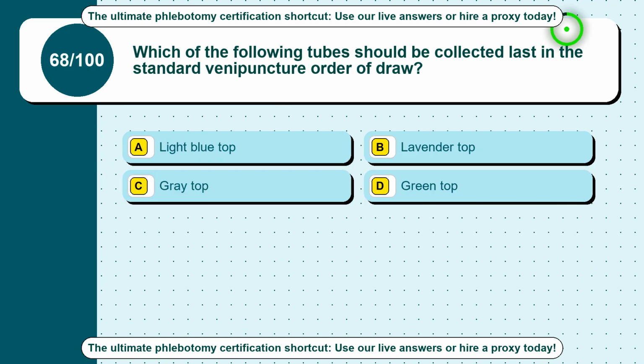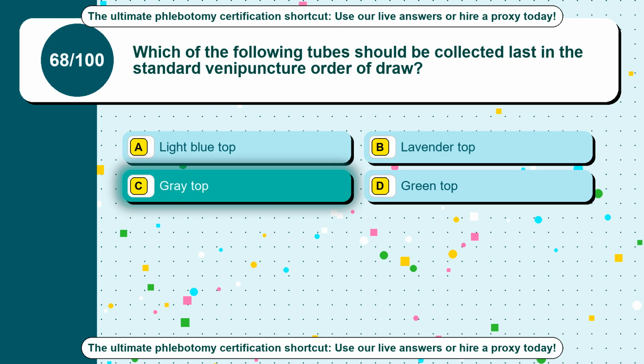Question 68. Which of the following tubes should be collected last in the standard venipuncture order of draw? Option A, light blue top. Option B, lavender top. Option C, gray top. Option D, green top. The correct answer is option C, gray top.